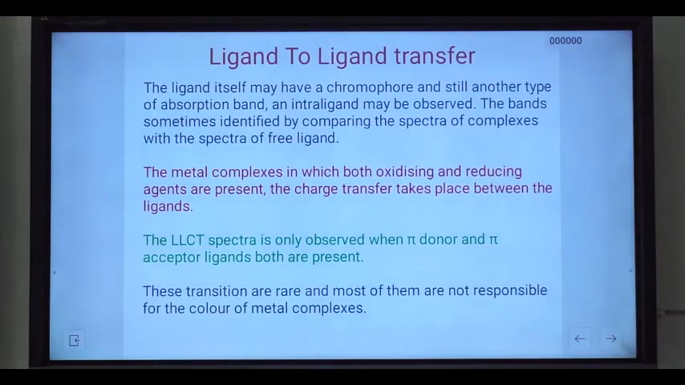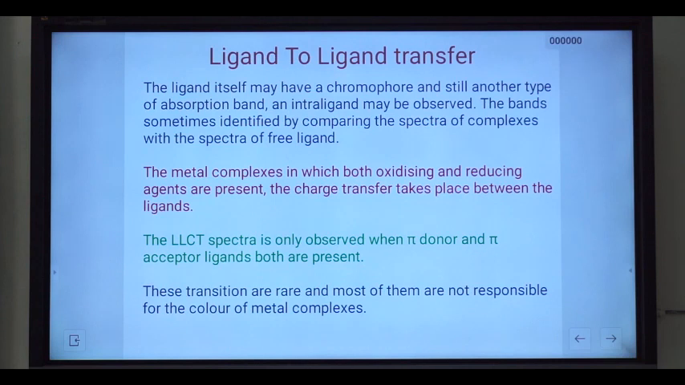Next transition is ligand to ligand charge transfer transition. Here the ligand itself may act as a chromophore. Chromophore means color bearing, and the band is sometimes identified by comparing the spectra of complexes with the spectra of the free ligand. Here the condition is metal complexes in which both oxidizing as well as reducing agents are present. Only then the charge transfer takes place between the ligands. Both kinds of ligands should be there in the one complex, then only charge transfer takes place between the ligands.